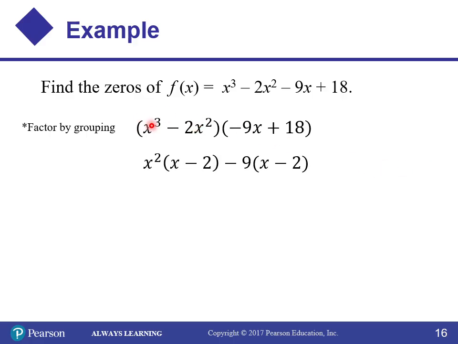So I'm going to pull out the greatest common factor. Here x squared, which leaves me with x minus 2. And here the greatest common factor is negative 9. So you always want to pull that negative out with it. And then that changes this to x minus 2. The parts in parentheses must match when you factor by grouping.